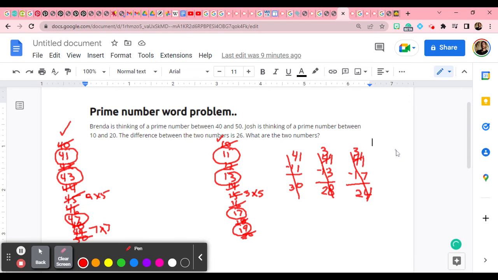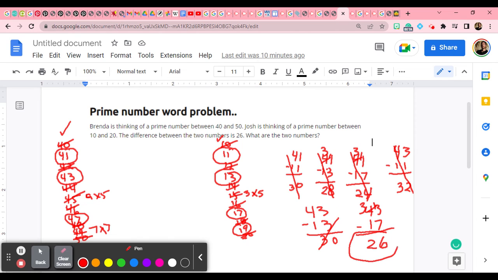Let's try 43. So 43 minus 11 is 32. That's too much. Let's try 43 minus 13. That's 30. Still too high. Okay, how about 43 minus 17? Regroup. We have a 6 and we have a 2. There we have it. Okay, class, there we have it.